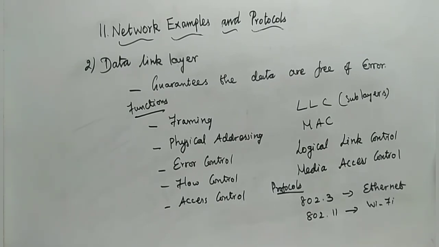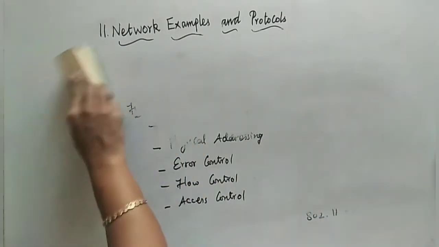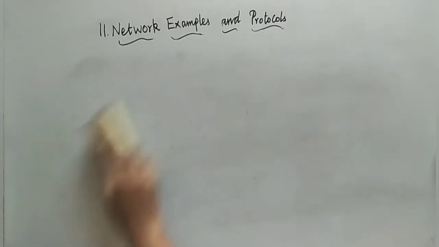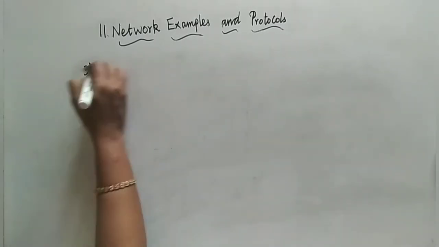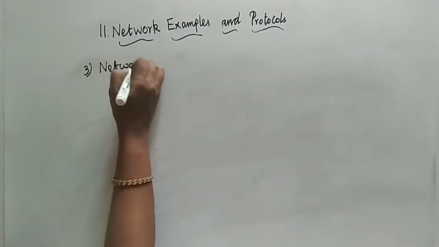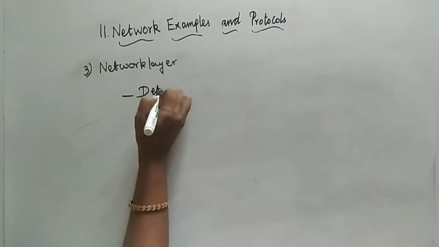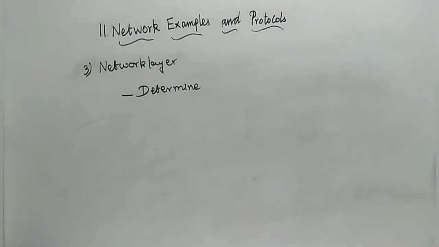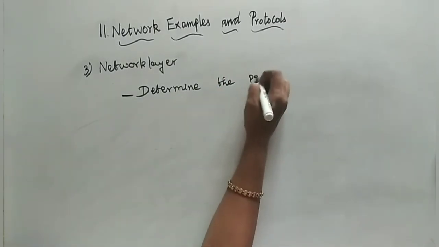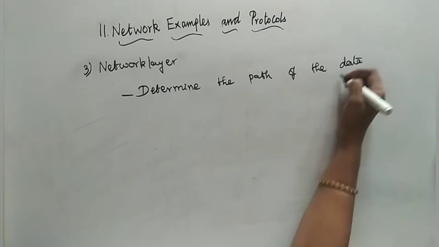Next we are going to see the next layer. It is your network layer. What is a network layer? It is going to determine the path. In this layer, it determines in which path the data has to move. So here it determines the path of the data packets.